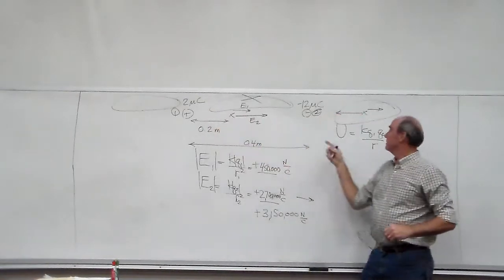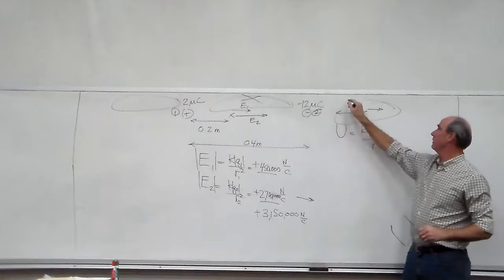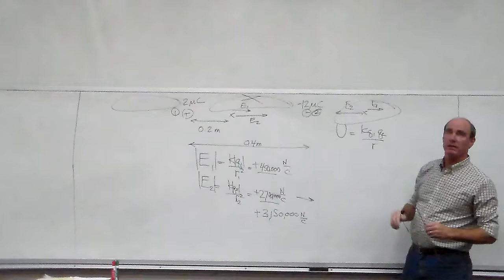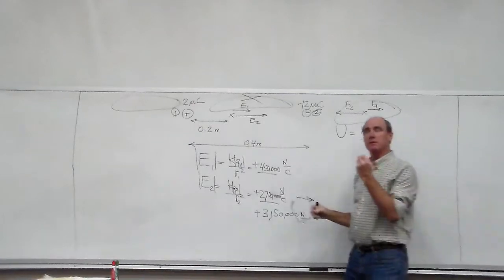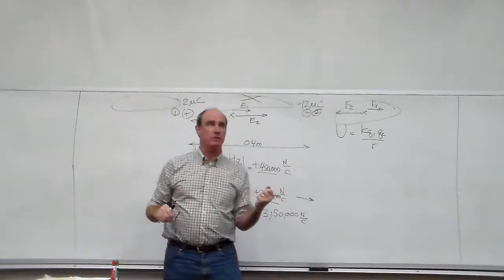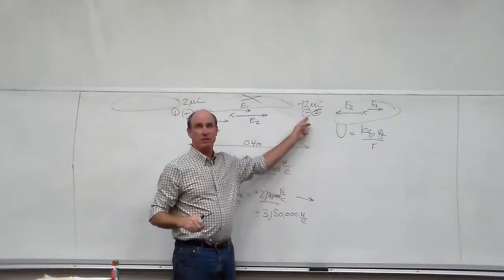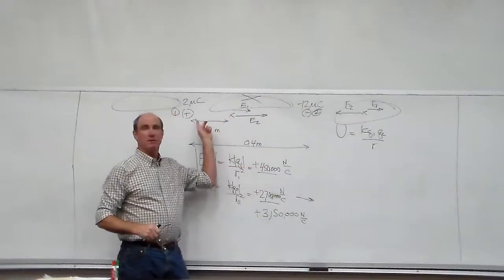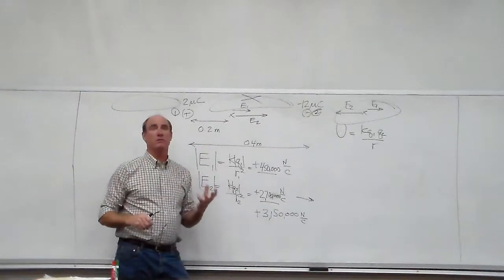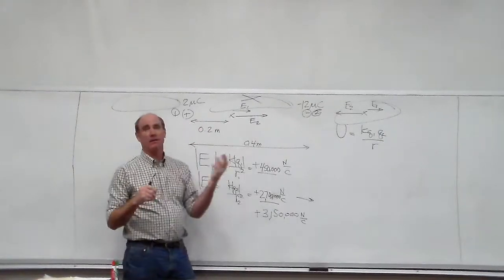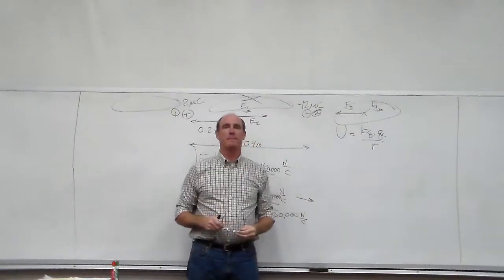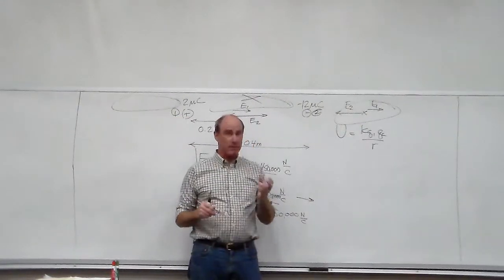Okay? So E2 here is much greater than E1. E2 is much greater than E1 because it's a larger charge at a closer distance. So this charge has more influence in space than this charge. Therefore, you have a situation where they can't cancel. This way is going to be bigger. Does that make sense?